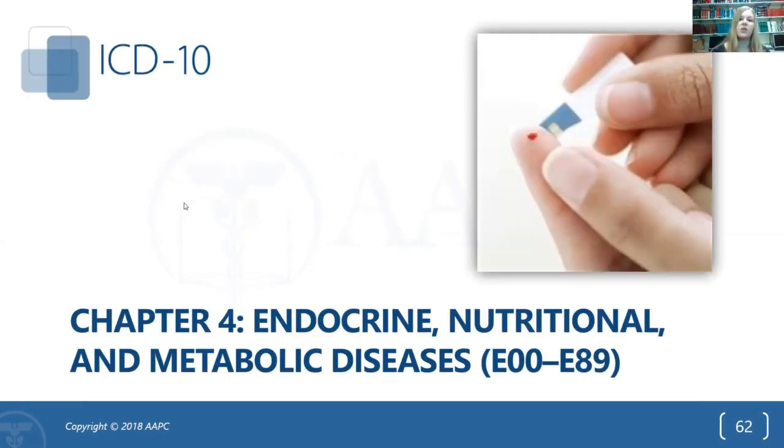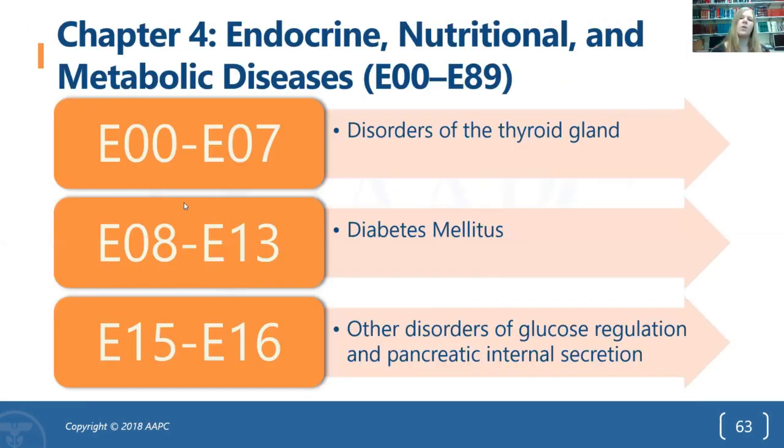Chapter 4 contains codes for endocrine, nutritional, and metabolic diseases, and these are code ranges E00 through E89. One of the biggest challenges in this chapter is coding for diabetes mellitus. Although other conditions, such as disorders of the thyroid gland, glucose regulation, and pancreatic internal secretions are in here, diabetes is usually the biggest focus.